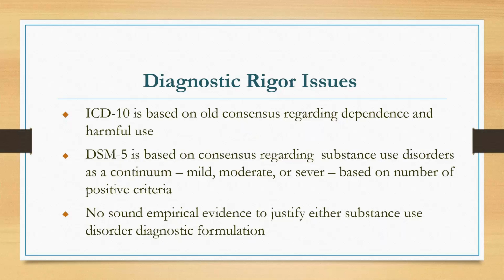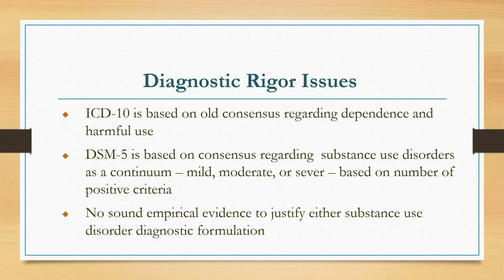And if you have 6 or more positive findings of criteria, then it classifies as a severe substance use disorder for whatever the substance is. I should point out that there's no sound, rigorous empirical evidence to justify either diagnostic formulation. And in fact, this is true for much of the DSM-5, that it is essentially a consensus document. It is not a rigorous, scientifically based document.